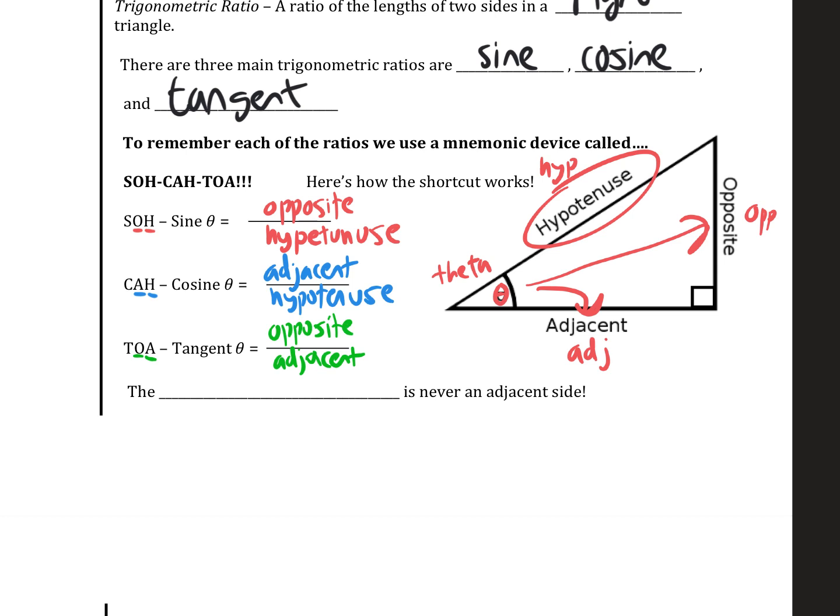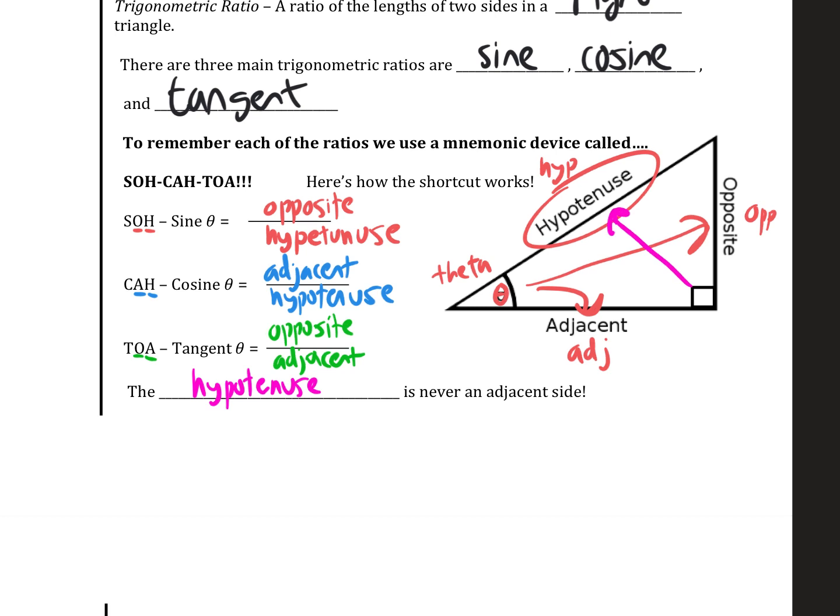Another thing we need to know is that the hypotenuse is never an adjacent side. The hypotenuse is always across from what angle? The right angle. So the hypotenuse is never the adjacent side.